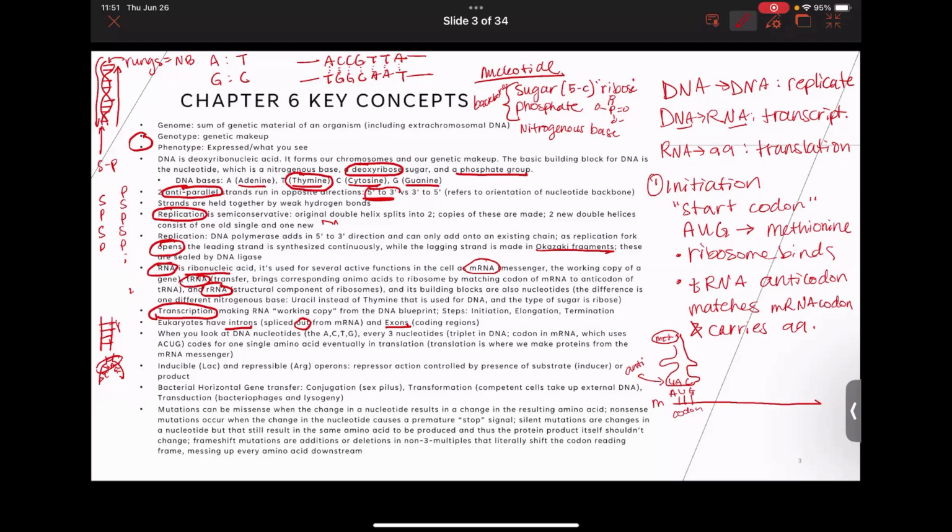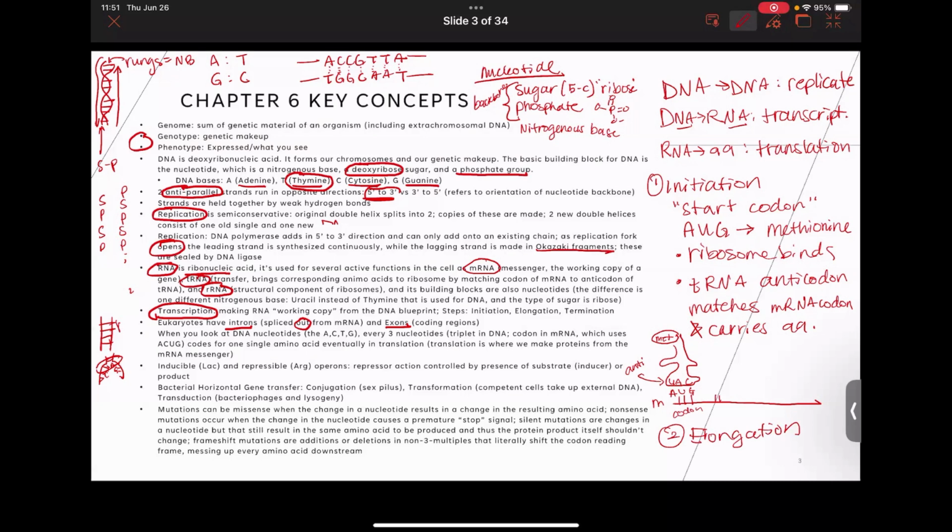And then the next one would come in. So this is just our initiation right here, and this happens inside of the ribosome structure. And the next one would come in in our elongation, which is our next step, and it's very similar concept-wise. So instead of adding nucleotides, now we're adding amino acids according to the codon sequence.